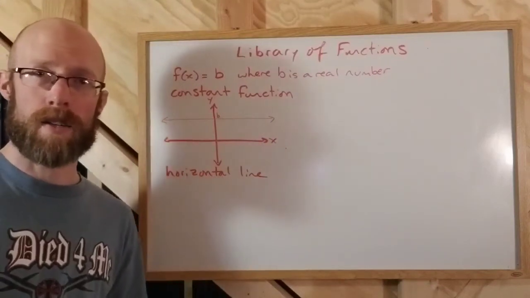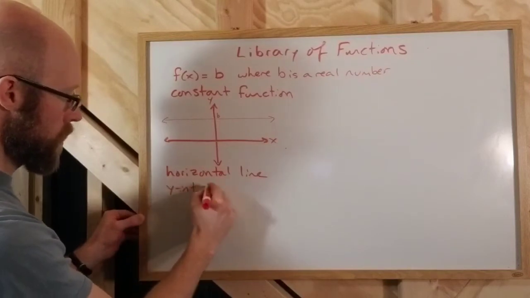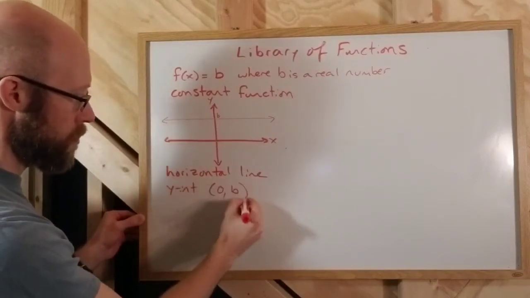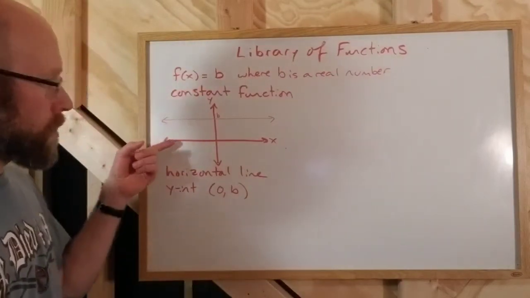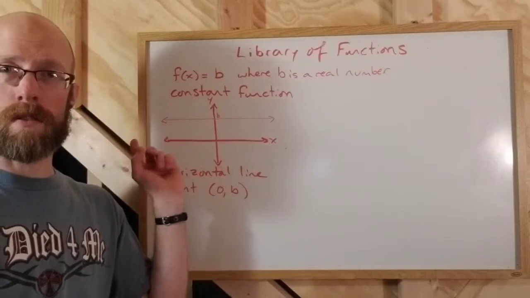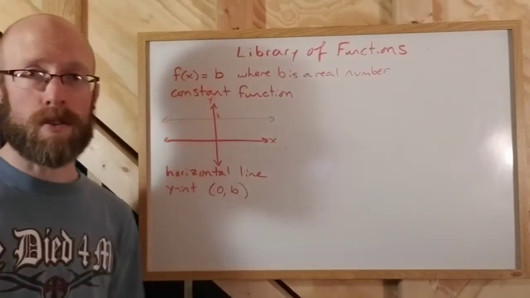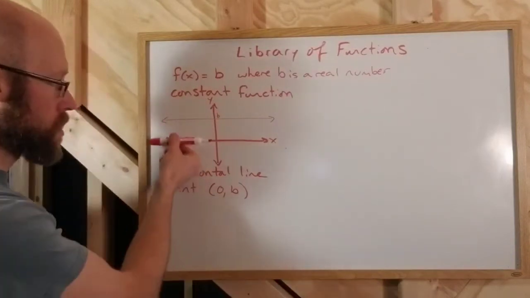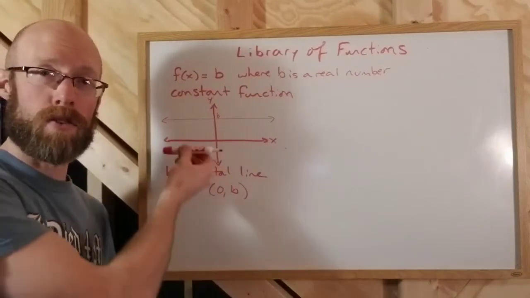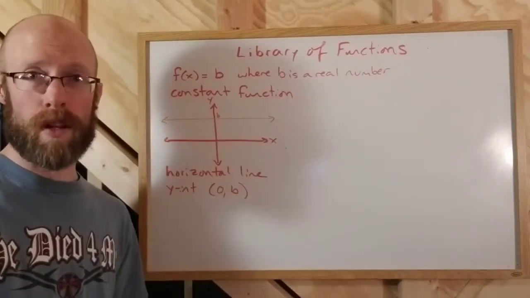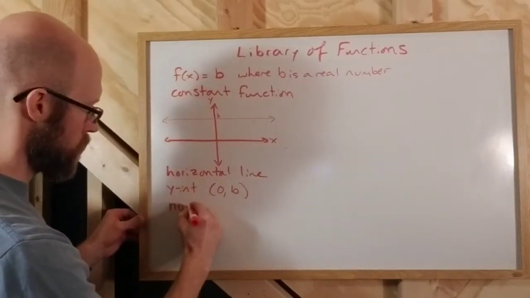Now, the y-intercept of a constant function is just that b value. So the y-intercept here is going to be (0, b), whatever b is. If it's 5, it's (0, 5). And the x-intercept, well, there is none. There's no place where this graph is going to hit the x-axis unless our b value is 0, in which case the horizontal line is the x-axis. So if you had f of x equals 0, then your graph is the x-axis, and every point is an x-intercept. Okay, but generally speaking, I'm going to say there's no x-intercept.